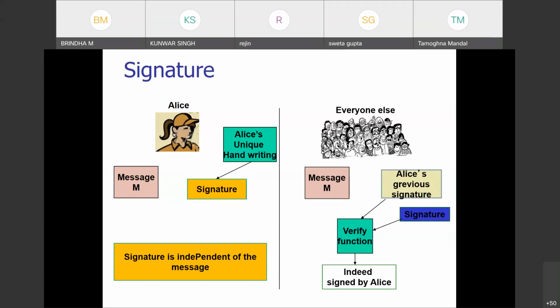Clear? So the digital signature is also the same thing, similar. And here you see it is independent of the message. The director's signature is the same on student X's report card, student Y's report card, all these things.